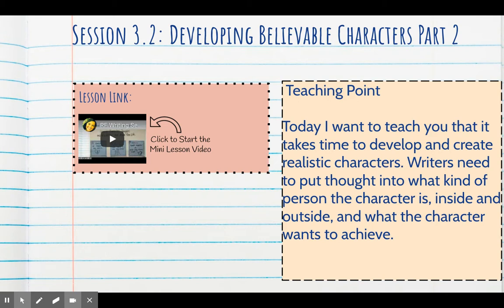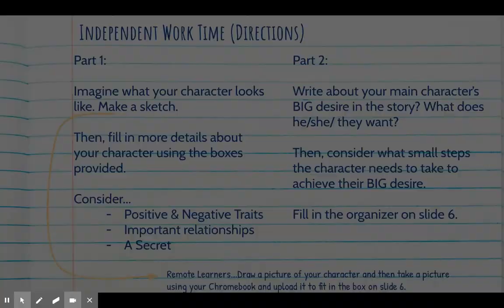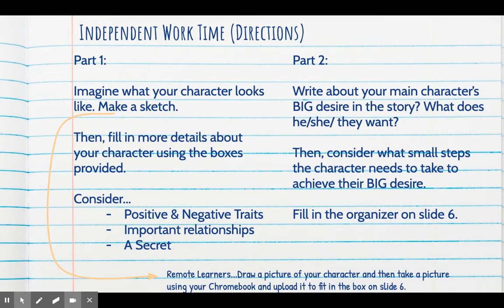So, today I want to teach you that it takes time to develop and create realistic characters. Writers need to put thought into what kind of person the character is on the inside and the outside, and what the character wants to achieve. So, today we are going to work through a graphic organizer to help you put some thought into that. So, there are two parts of this graphic organizer.